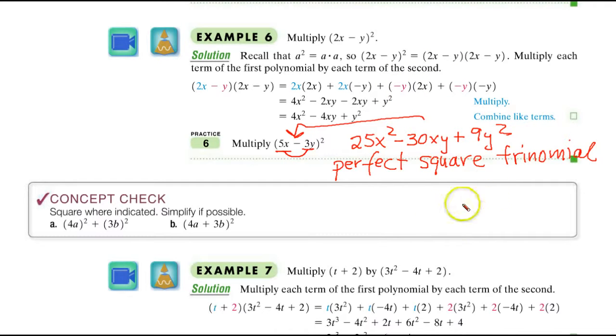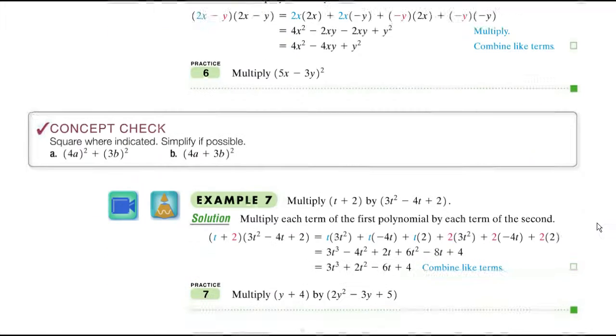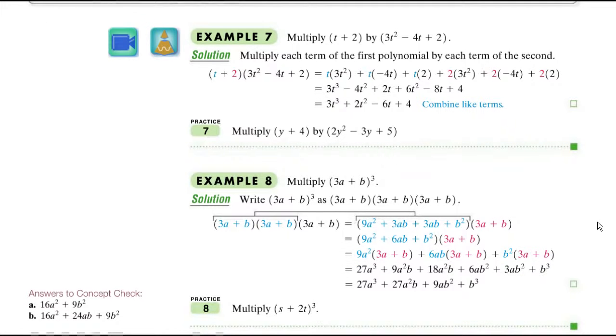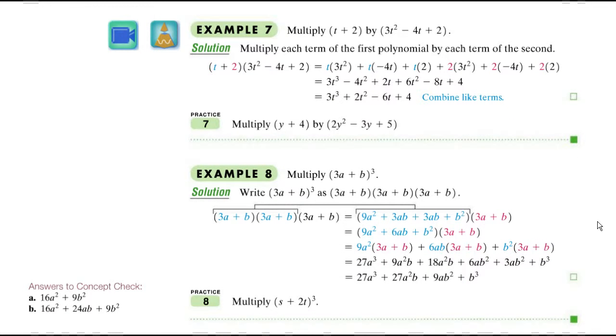Okay, let's go on to number 7. Now, there's two ways to do number 7. The way they're illustrating here is called the horizontal way. That is, we take this term and multiply it by these 3. This term and multiply it by these 3. But I'm going to suggest, and they're going to illustrate this a little later on, that the best way to do this is to do it vertically.